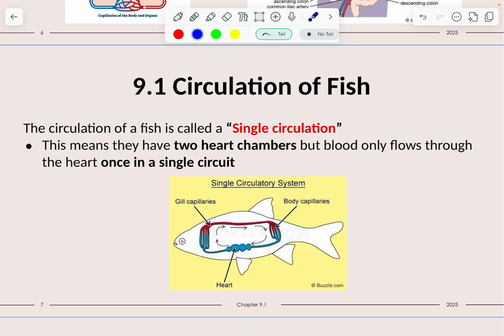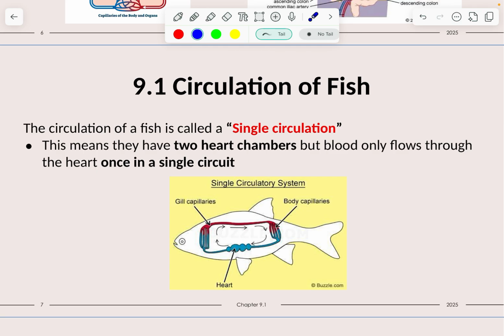So what does a single circulation mean? It means that the heart of the fish has only 2 chambers. Chambers means like 2 parts, or 2 compartments. But blood only flows through the heart once in a single circuit. It leaves from the heart and comes back to the heart one time, just one time. It just flows through it once. So that's what I mean by single circulation.